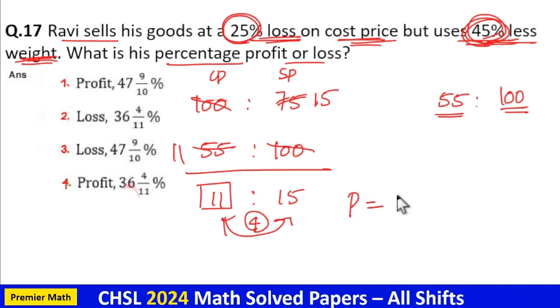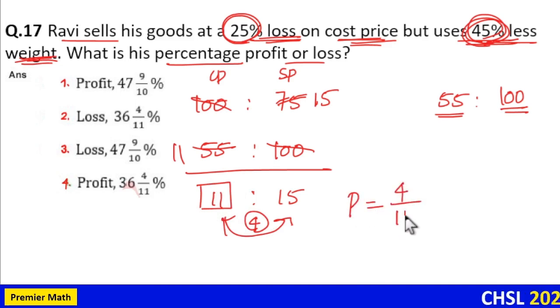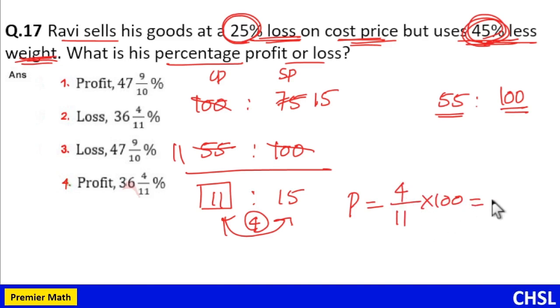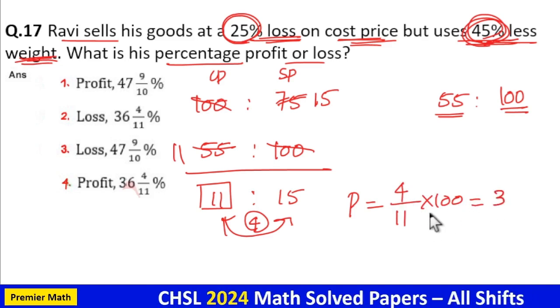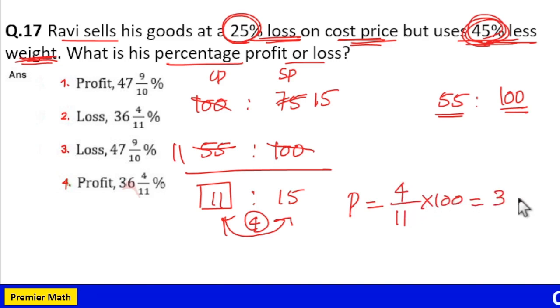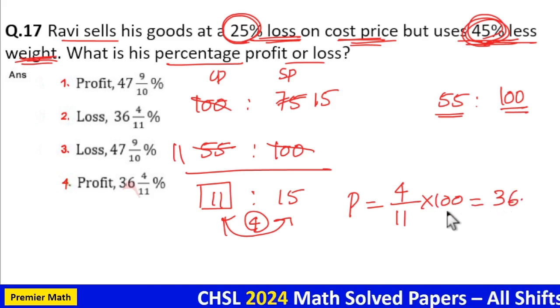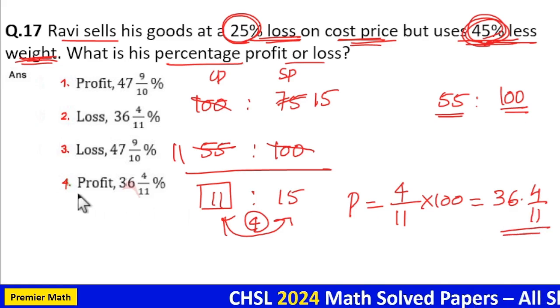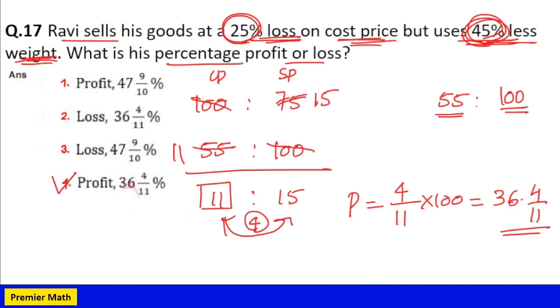So, profit here is equal to 4 parts gain from 11 parts cost price into 100. Now, 400 by 11 means 11 goes 3 times in 40, remaining 7. 11 goes 6 times in 70, remaining 4. So 36 4 by 11. Option 4 is your answer.